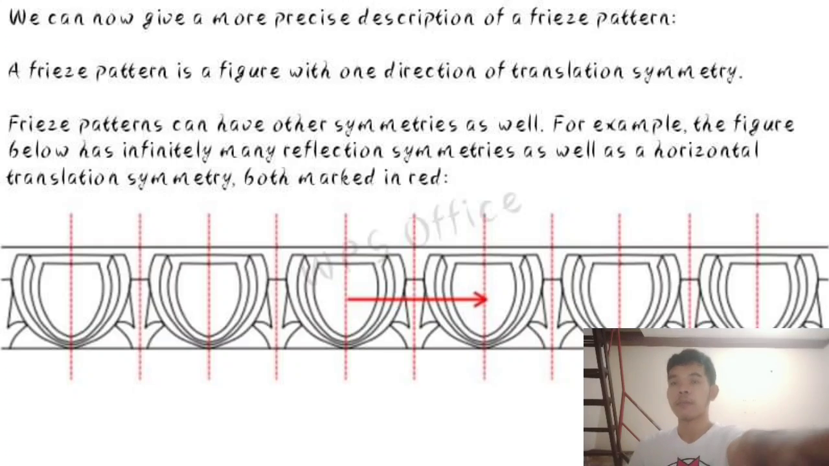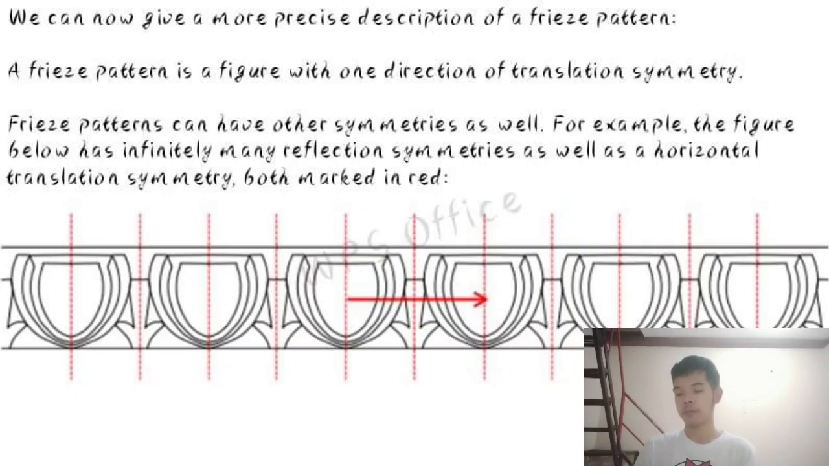Frieze patterns can have other symmetries as well. For example, the figure below has infinitely many reflection symmetries as well as a horizontal translation symmetry, both marked in red. So it has a translation symmetry common to all frieze patterns. However, there is also symmetry between the left footprint and the right.